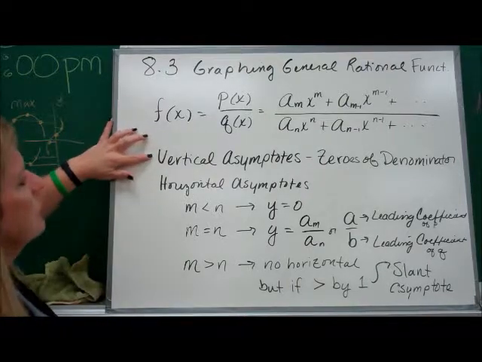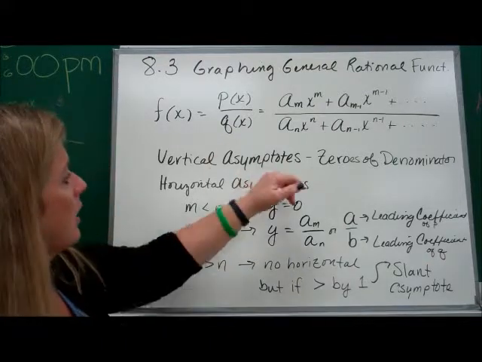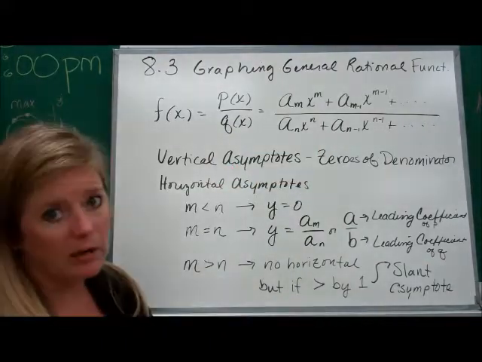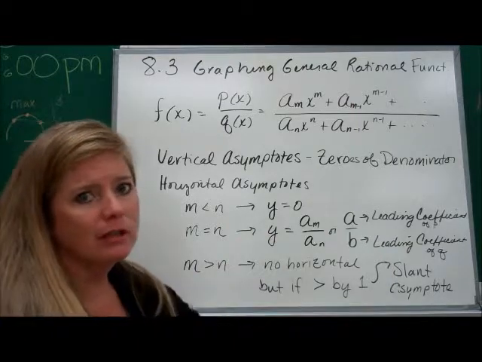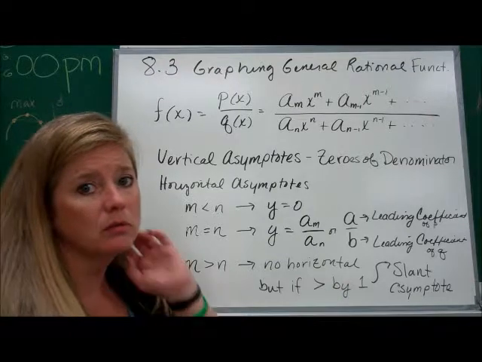Your vertical asymptotes, those are the easy ones. Those are the first things you should always go for. Those are whatever are the zeros of the denominator. So you factor it, you set each factor equal to 0. Those are your vertical asymptotes.